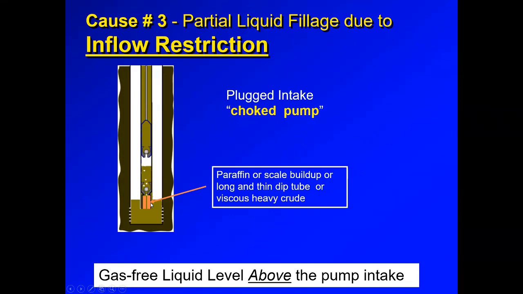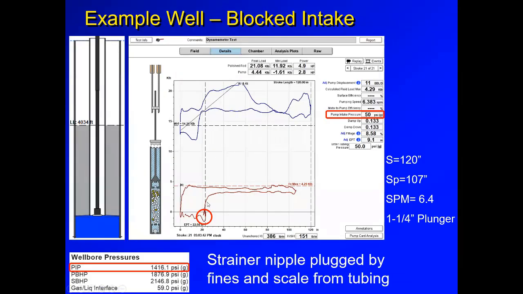So in this condition, you see that you have pump submergence. You see the liquid level is above the pump, but you still see a fluid pound shape. Another thing that we see is negative load. So that's a good indication of having a choked pump intake. In this well, for example, we have a high pump submergence. Pump intake pressure is really high, 1400 psi, but still we don't see the pump is full of liquid.